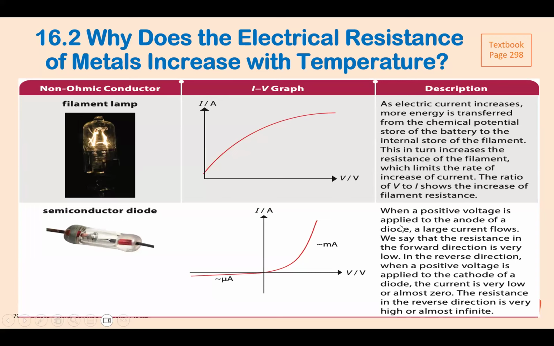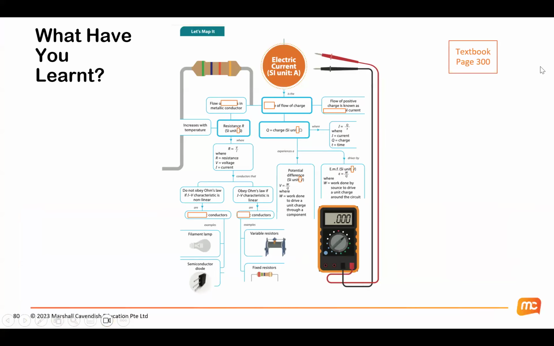You can read the description. When a positive voltage is applied to the anode of a diode, a large current will flow. We say that the resistance in this forward direction, where V is positive, is very low. But in the reverse direction, the current is very low or almost zero. We say that the resistance is very high, or almost infinite over here. That's it.